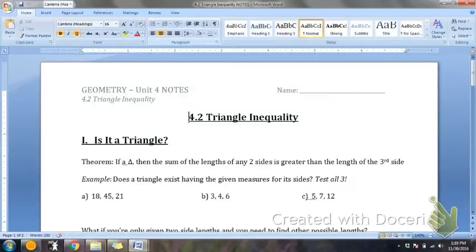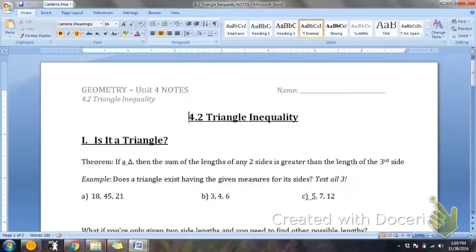4.2, we're going to look at different sides of triangles and see if they are big enough to actually create a triangle. So we have a couple tests that we're going to look at. They're going to give us three segment measurements, and we're going to decide if this is enough to actually represent a triangle.